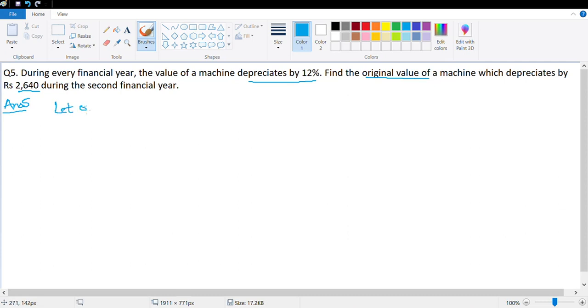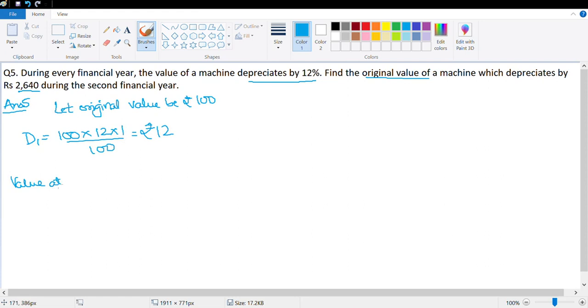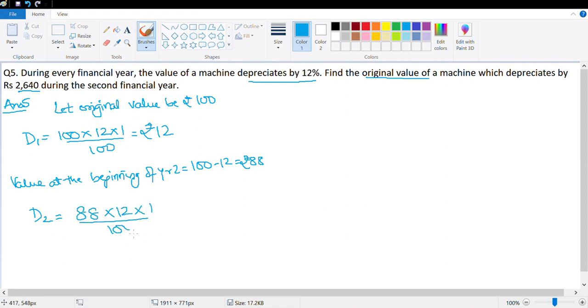So let original value be rupees 100. Depreciation in year 1 will be 100, rate is 12, it's depreciating yearly, which means this is equal to rupees 12. Which means value at the end of first year, or beginning of year 2, would be 100 minus 12, which is equal to rupees 88. Now let's calculate depreciation for year 2, which will be 88 into 12 into 1 upon 100.